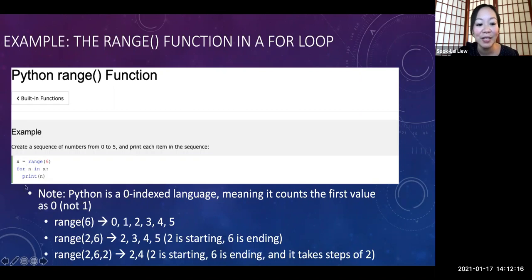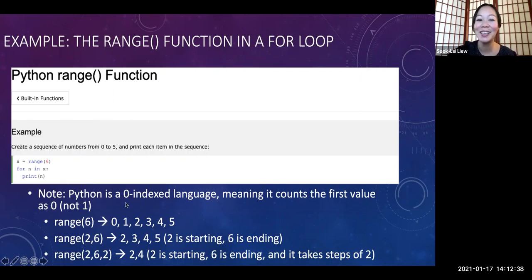Okay, so similarly, we could put 2 parameters, and if it's 2 before the 6, then we know 2 is the start and 6 is the stop number. So it'll print 2, 3, 4, 5. Or we could do the step argument as well, in which case it'll start at 2, stop at 6, and increment by 2. So it'll just do 2 and 4.